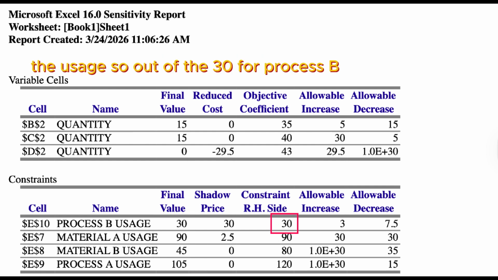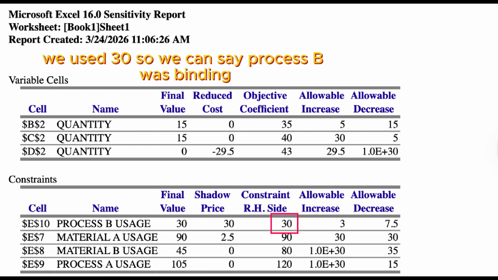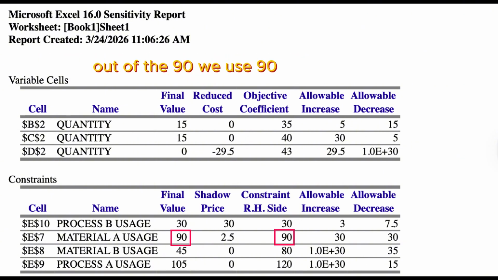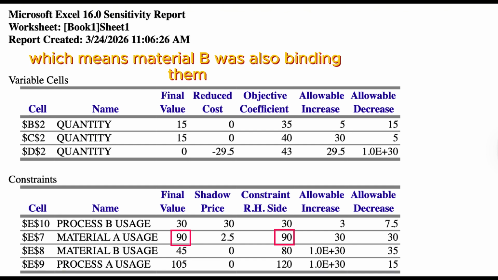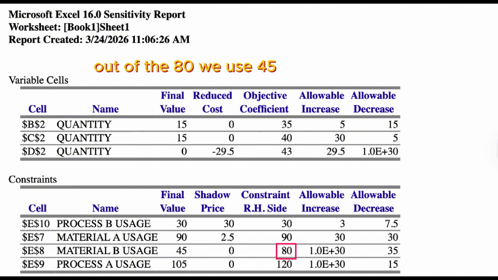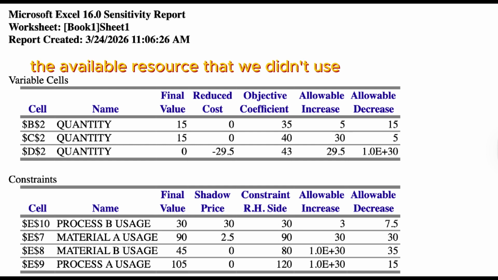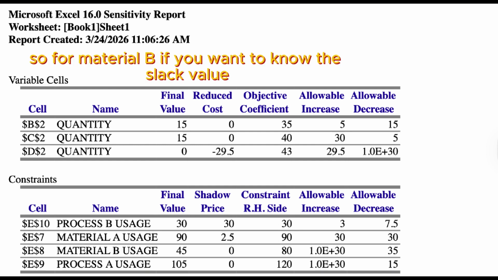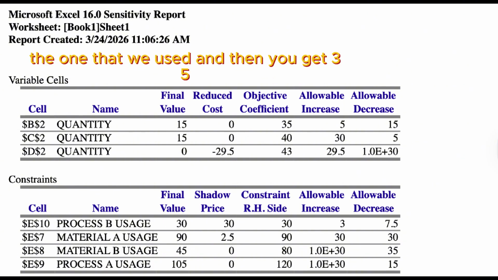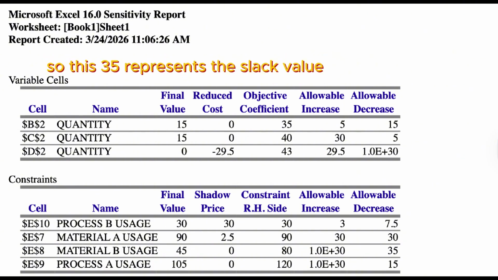Out of the 30 for process B, we used 30, so we can say process B was binding. We used everything. When we talk about material A, out of the 90, we used 90, which means material A was also binding. When it comes to material B, out of the 80, we used 45, which means material B is not binding. There's a slack value there, and the slack value represents the available resource that we didn't use. For material B, the slack value is 80 minus the 45 we used, which gives 35. So this 35 represents the slack value.